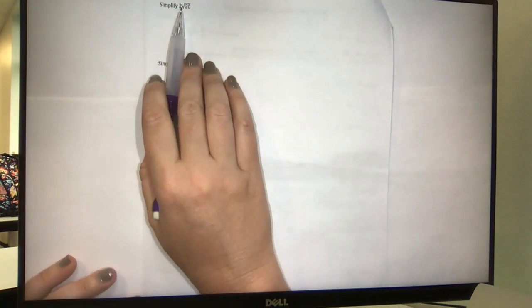Okay, so we want to simplify 2 root of 20. Well, this is new. We have never had a number out front before. So we've got to figure out what we're going to do with it.